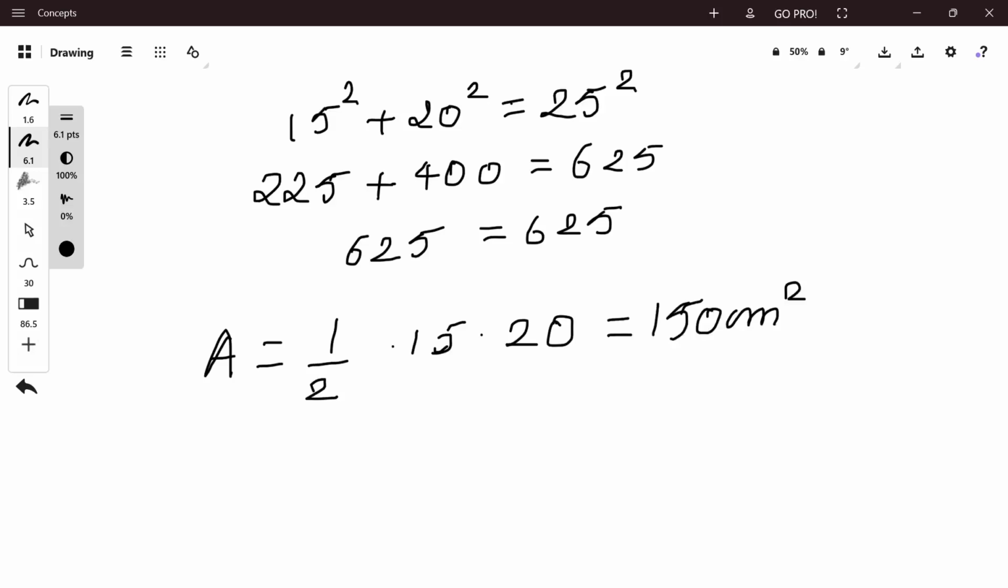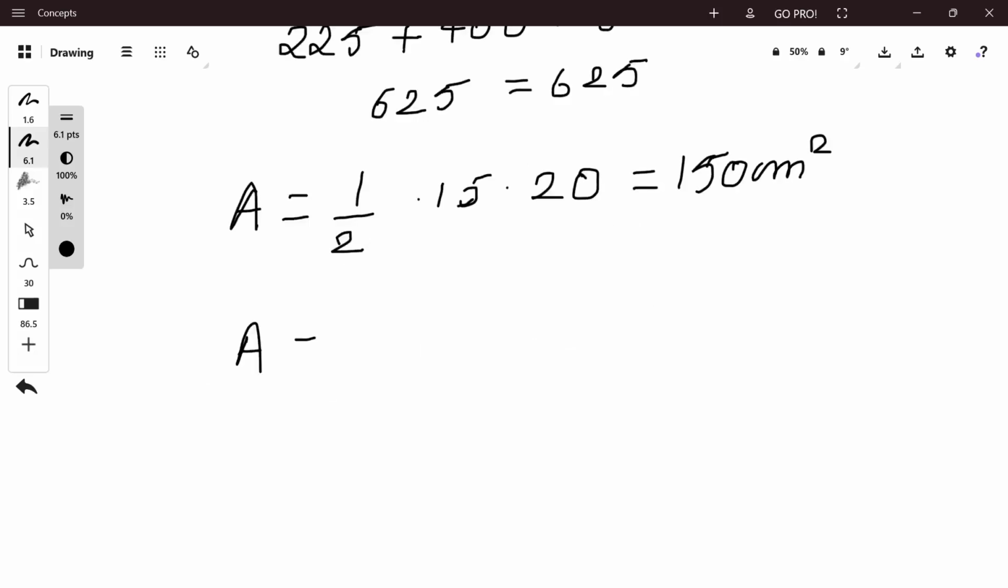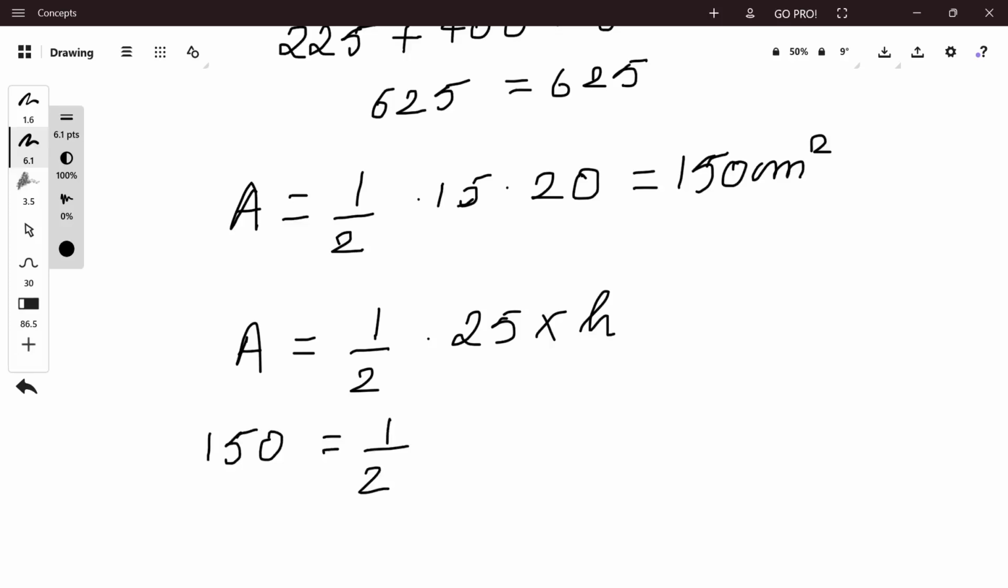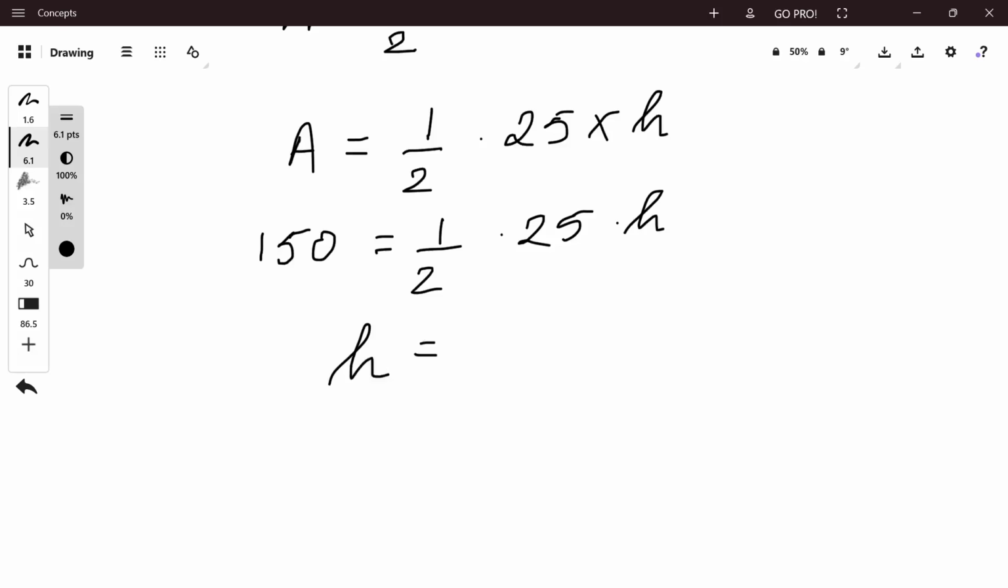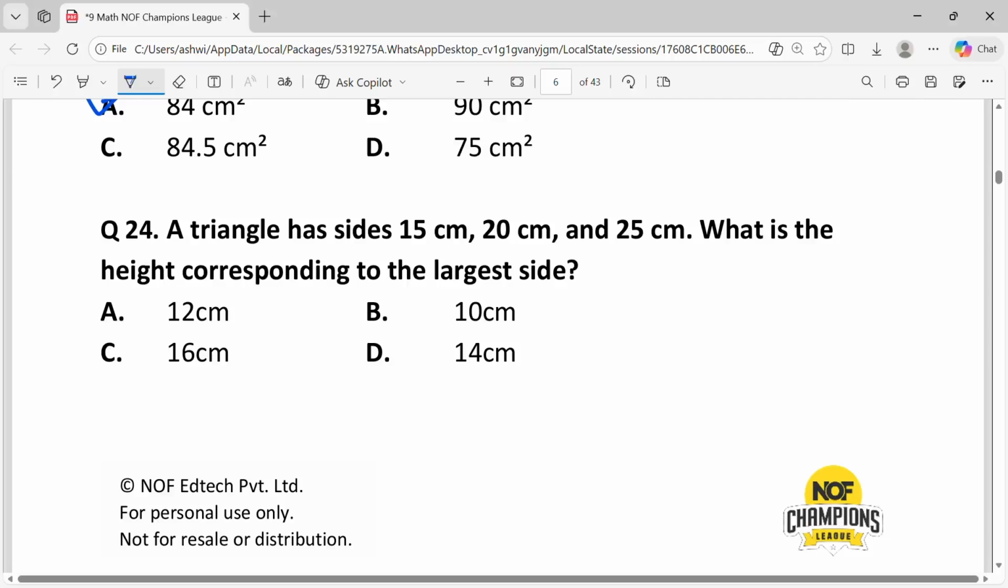The largest side is the hypotenuse, that is 25 centimeters. The area can also be expressed as 1 by 2 base into height, where the base is 25 centimeters and the height is unknown h. So area is equal to 1 by 2 into 25 into h, that is 150 is equal to 1 by 2 into 25 into h. Solving for h, h is equal to 12 centimeters. Comparing with the given options, the answer is A, 12 centimeters.